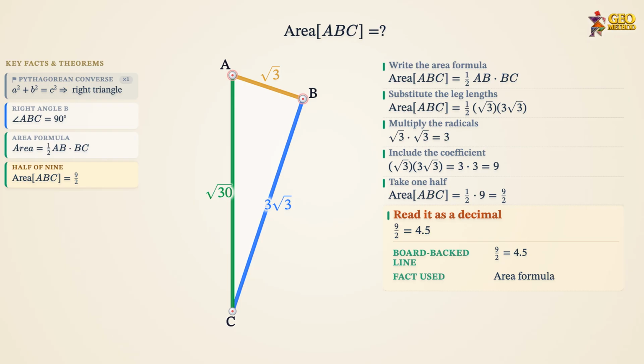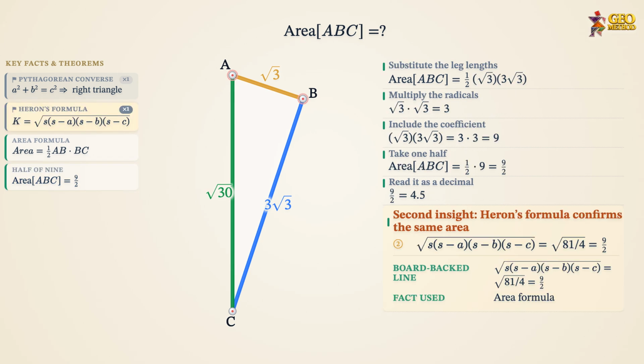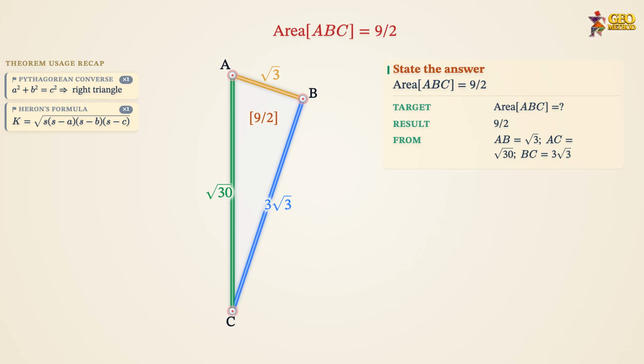As a decimal, 9 over 2 is 4.5 square units. It is comforting that 3 radical sides collapse to such a tidy value. A second insight now finishes the structure. Heron's formula confirms the same area. So the area is 9/2.